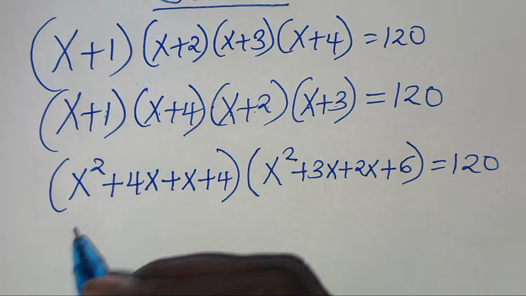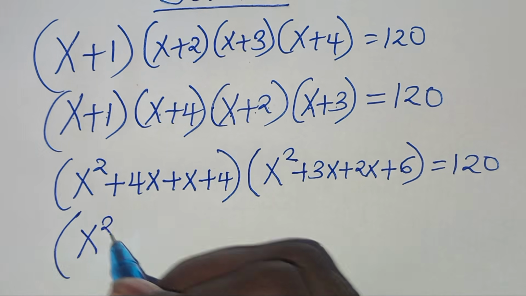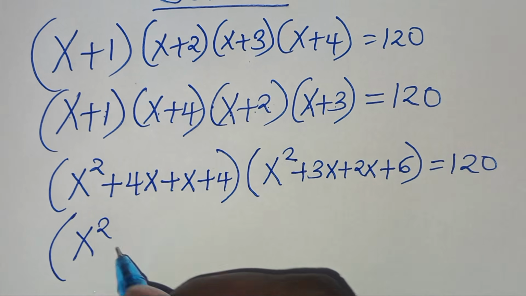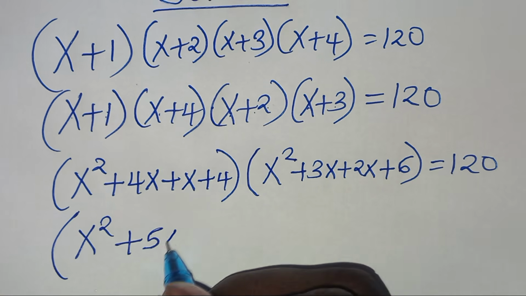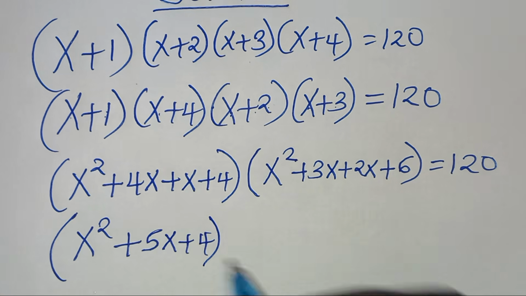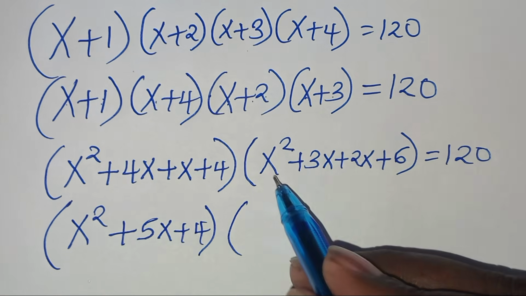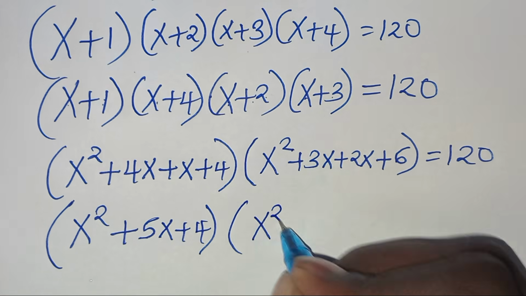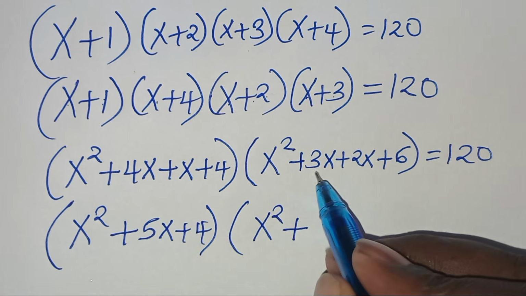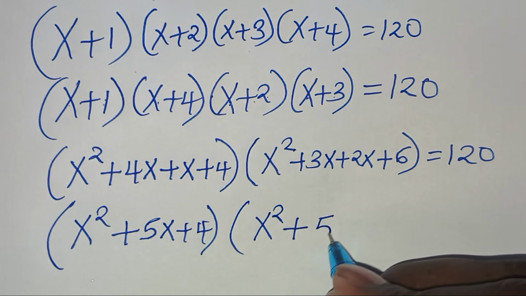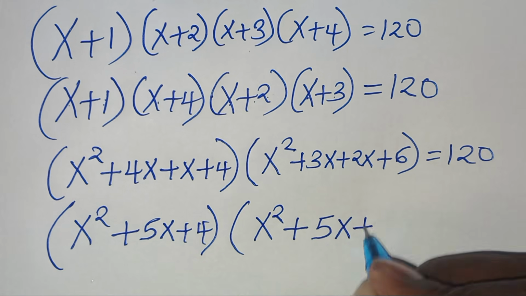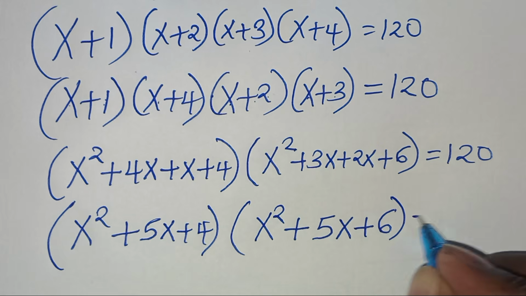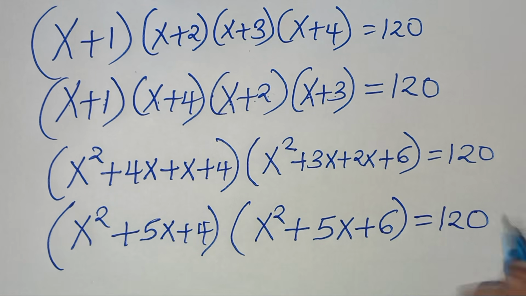Now the next step is that we have x to the power of 2. 4x plus x, this becomes plus 5x. Then plus 4. Close the parenthesis. Then here we have x to the power of 2, then plus 3x plus 2x, this is 5x, then plus 6. Close the parenthesis. This is equal to 120.